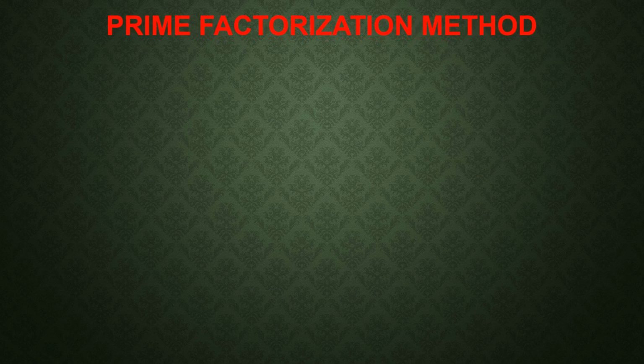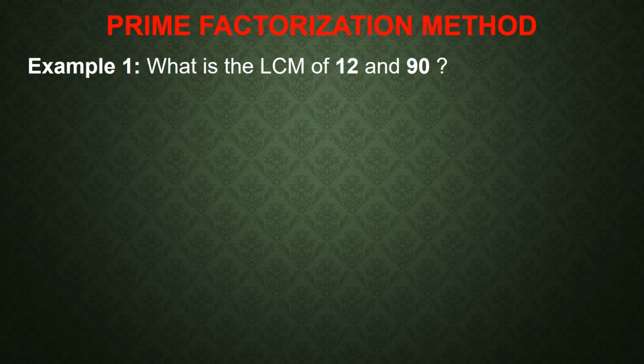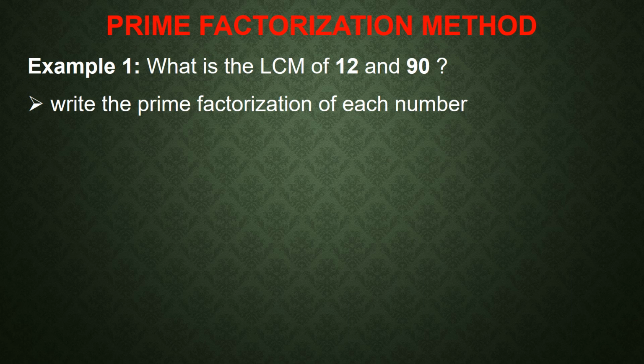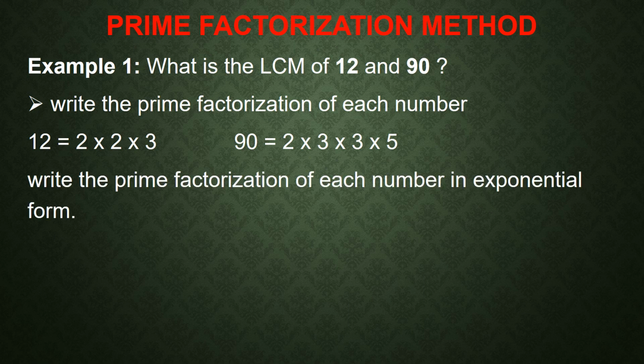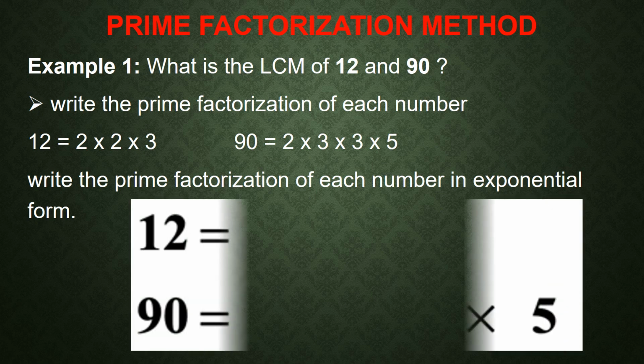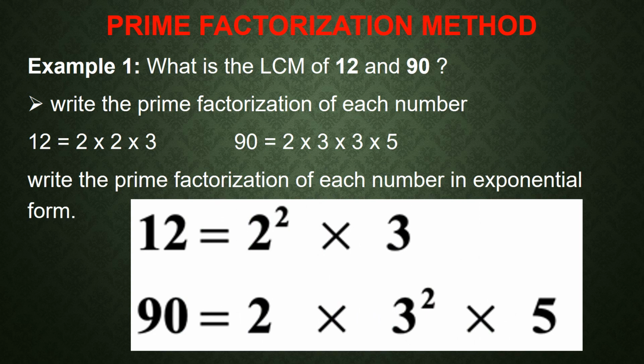Next method is prime factorization method. Let's take one example. What is the LCM of 12 and 90? Write the prime factorization of each number. 12 is equal to 2 into 2 into 3 and 90 is equal to 2 into 3 into 3 into 5. Write the prime factorization of each number in exponential form. That is, 12 is equal to 2 comes 2 times, therefore 2 square into 3. And in 90, 3 comes 2 times, therefore 2 into 3 square into 5.